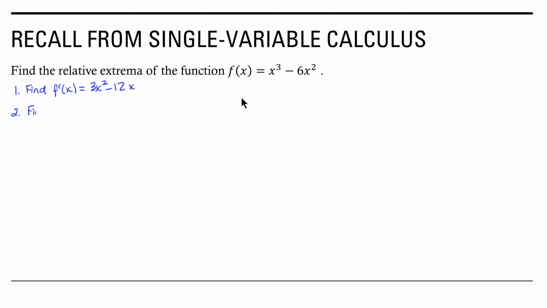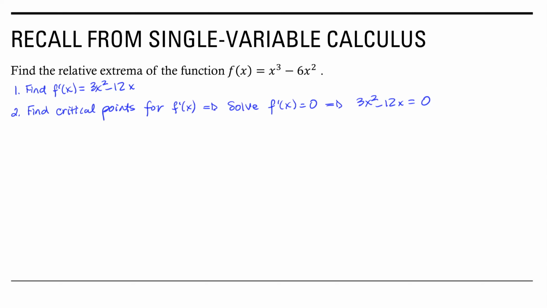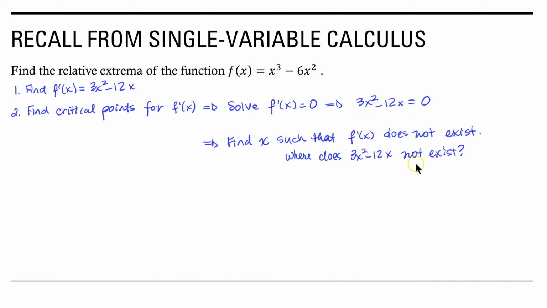Second, we had to find critical points for f prime of x. There were two components for finding the critical points for f prime of x. The first was to solve for where our derivative was equal to 0. In this case, that would mean we were interested in the points x such that 3x squared minus 12x is equal to 0. The second source of critical points was locations where the derivative does not exist. For this simple example, that means we'd be asking ourselves, where does 3x squared minus 12x not exist?